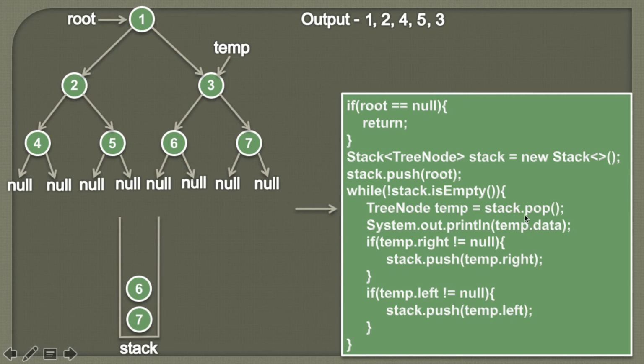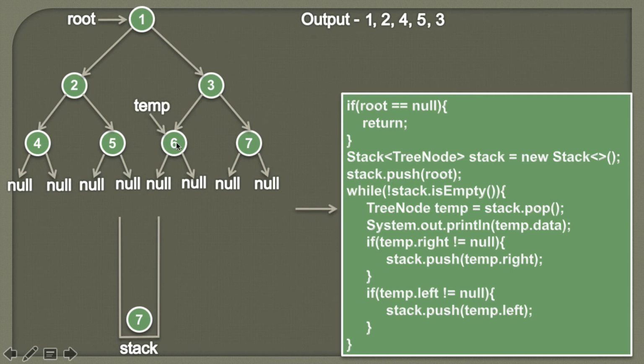So in the first step, we'll simply pop an element from the stack. The top element is a node having data as 6. This node will be popped out and its value will be assigned to temp. Currently temp is pointing to the node having data as 3, and after this step, temp will point to the node 6 because when we do stack.pop, 6 will be popped out. So it would look something like this.